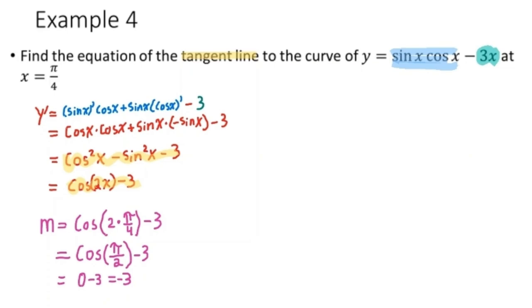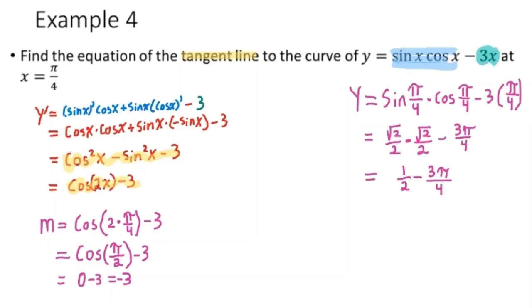The only problem that we have left with writing the equation of our tangent line is I don't fully know what point my tangent line is passing through. All I know is my tangent line intersects my curve at x equals pi over 4. To figure out the y component of the point that my tangent line should pass through, we're going to take pi over 4 and plug it into our original function. And we get that the y component of the point with an x coordinate pi over 4 will be sine pi over 4, cosine pi over 4, minus 3 times pi over 4. And if we work this out, we get that the y component is 1/2 minus 3 pi over 4. So our tangent line has to pass through the point pi over 4, 1/2 minus 3 pi over 4.